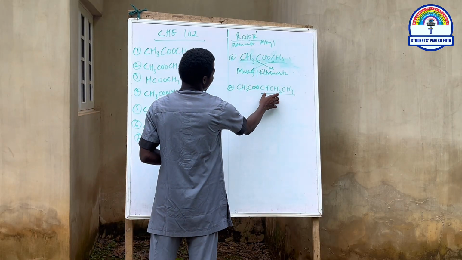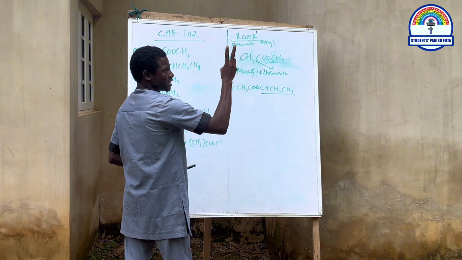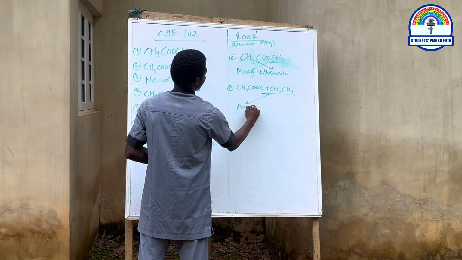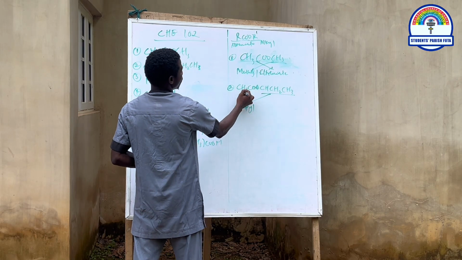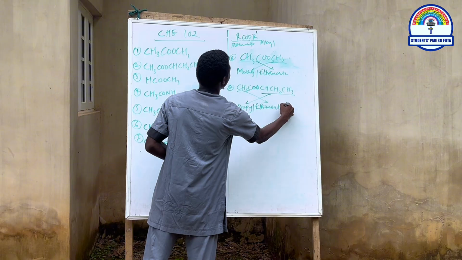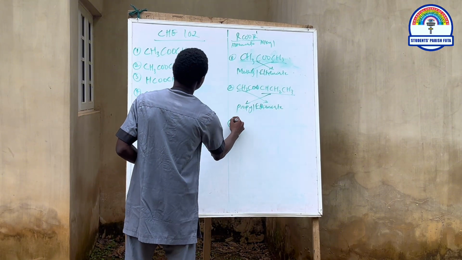So you have 3 carbon atoms, 1, 2, 3. That's the alkyl radical, that is 3, that is prop. That's propyl. Then 2 carbon atoms before your oxygen. Propyl eth, because it is 2. Propyl ethanoate. Moving on to question number 3.